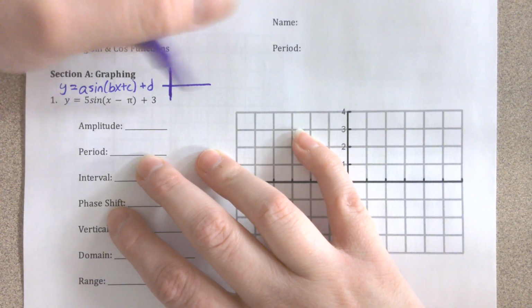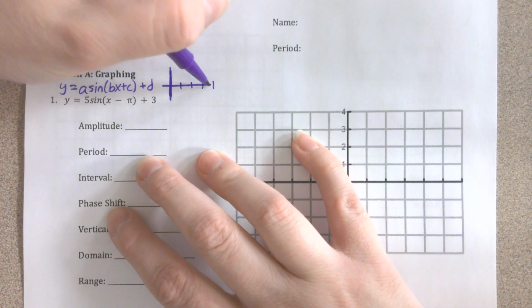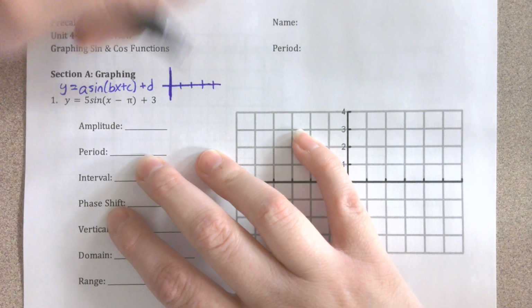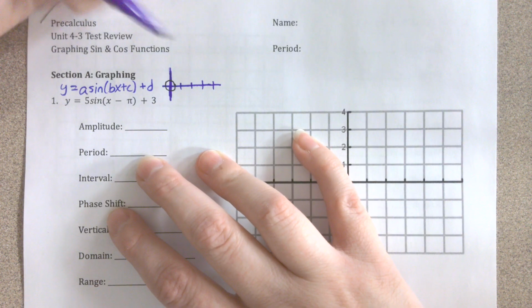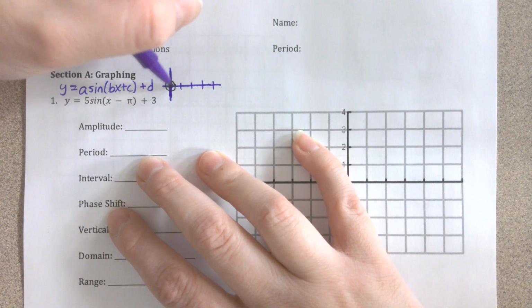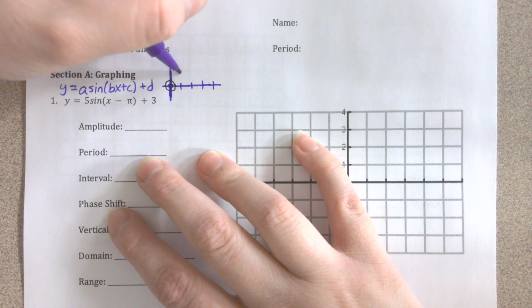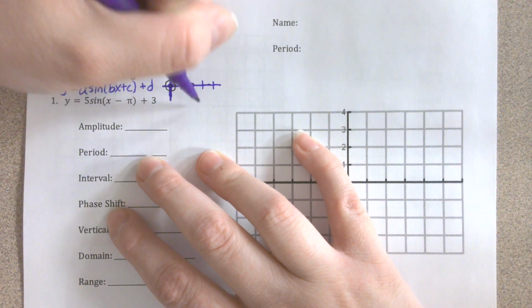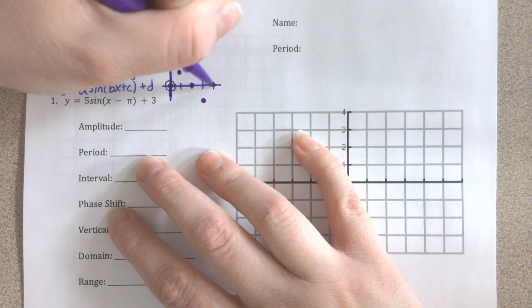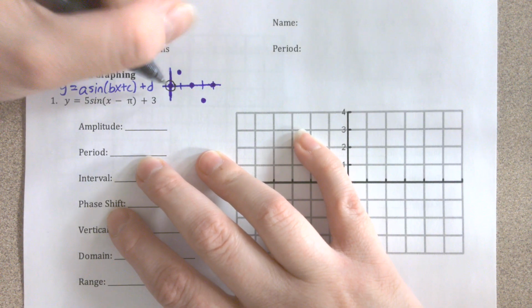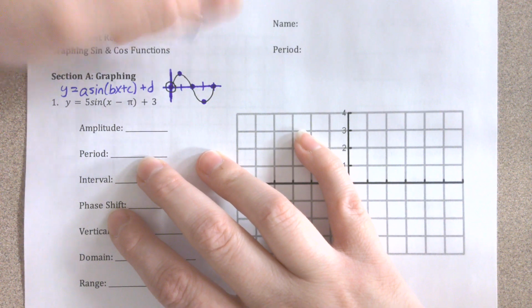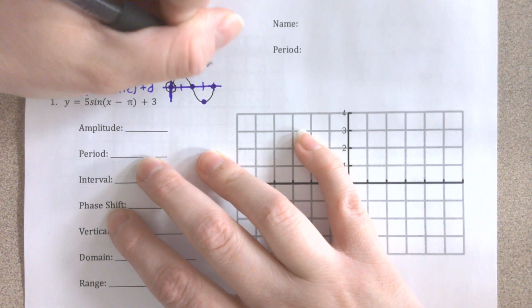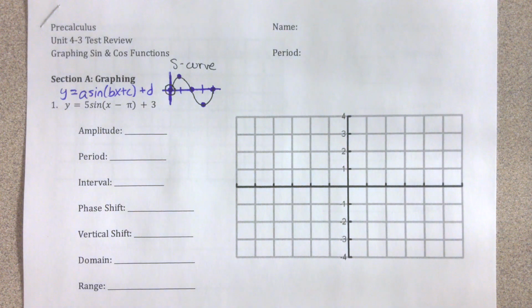And we're going to have our 4 intervals here. So if we start at the origin, which is rare but possible, sine's first point will be inside that circle. Then it goes up to its max, to the midline, down to the min, back up to the midline. This is one full curve, and it's an S curve. So this is what we're looking for when we start our graph.